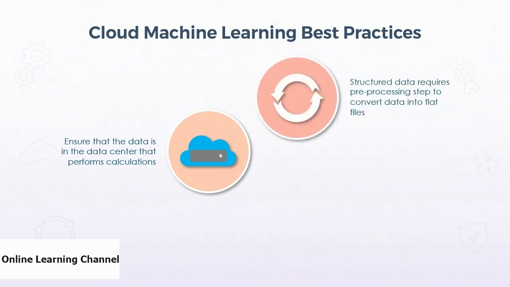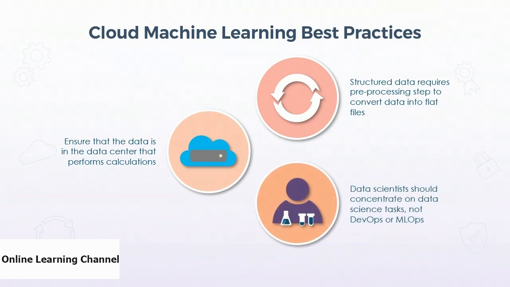For structured data, use a pre-processing step that first dumps the data into flat files. Files offer a persistency layer for database queries and thus improve version control and reusability when you're training the models. And finally, let data scientists concentrate on data science, not DevOps or MLOps.